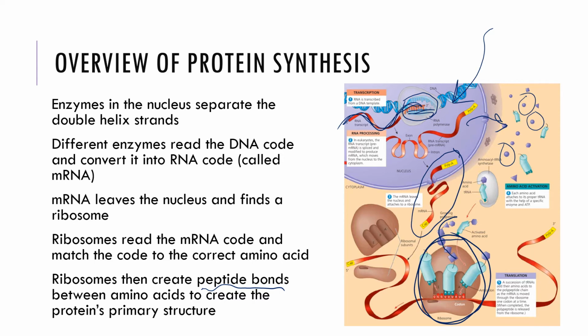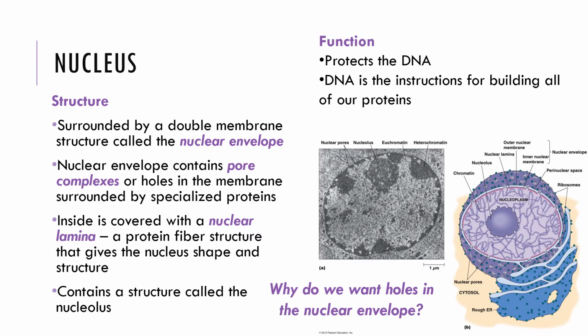Now let's dive into all these organelles. The nucleus is where it all starts. Without the DNA, we don't know what the code is to make the protein. We need the blueprints to make the structural components, the proteins. So the nucleus itself actually has a double membrane. It has an outer membrane and an inner membrane. We call it overall the nuclear envelope.